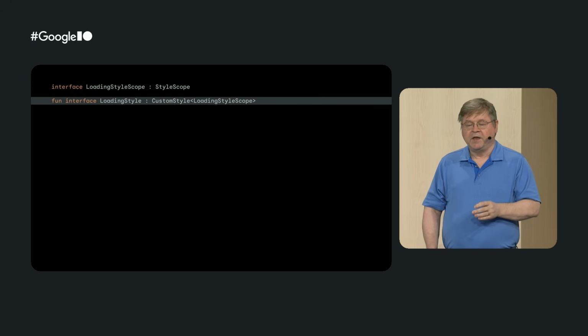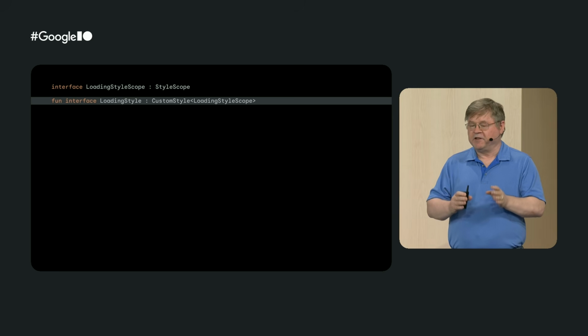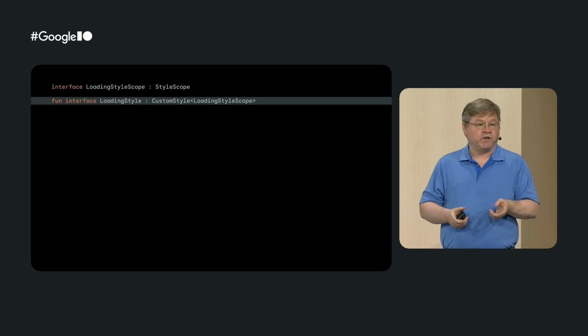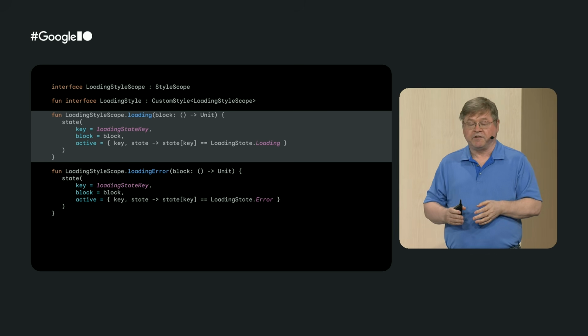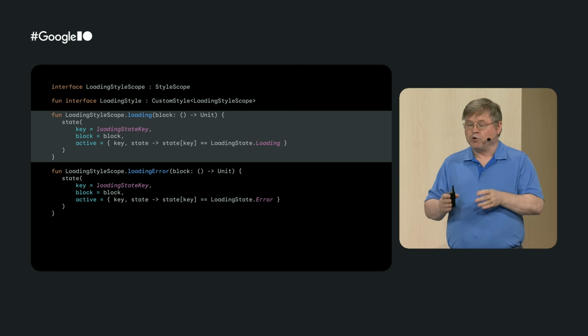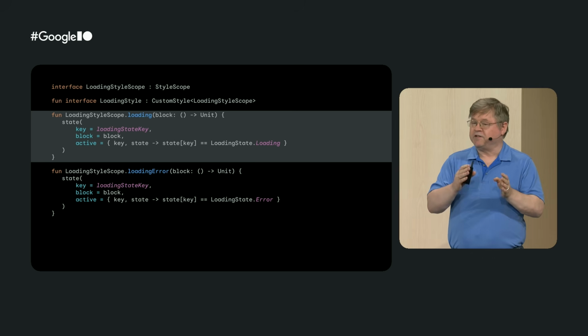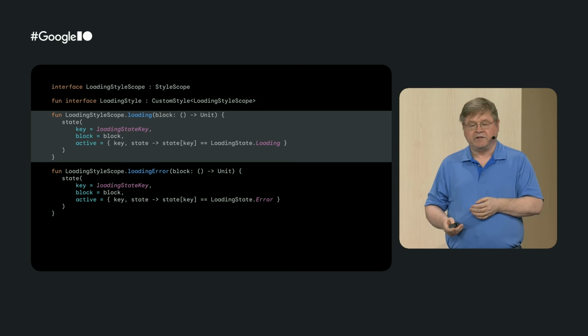Creating a custom style starts by creating what you want to be visible in the scope. For a button, we just want to control how the style is extended, not restricted in any way. So we make the loading style scope inherit directly from style scope. Next, we create a custom style, loading style, using the scope we just created. We then update the extension functions we wrote to extend this new scope instead of style scope. Now these extension functions will only be usable inside of a loading style and are no longer valid in style.